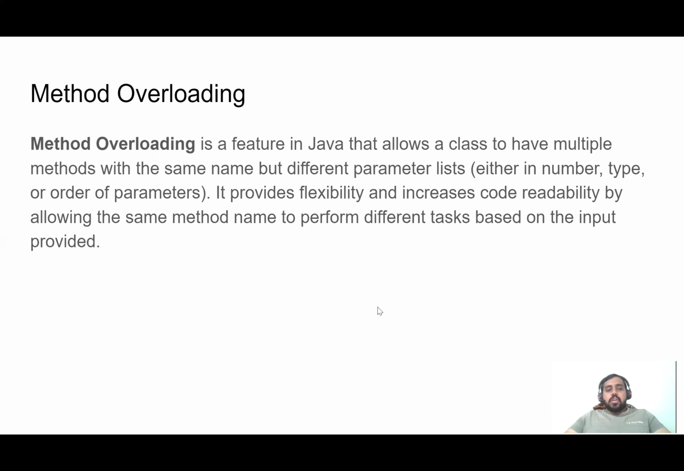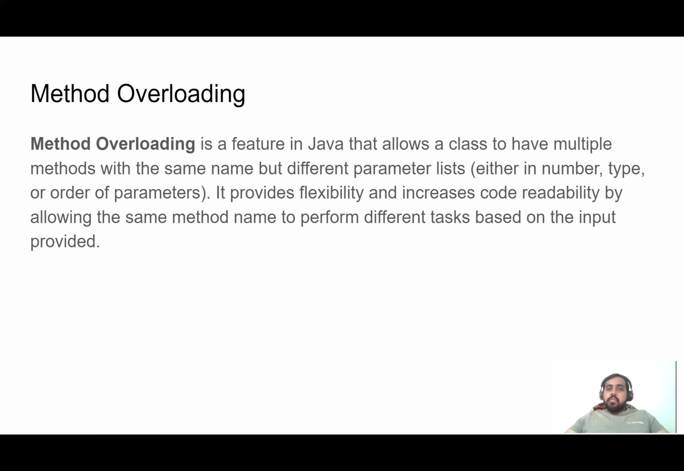So what do we mean by method overloading? We understand what a method is; now let's see method overloading. As the name suggests, it's overloading, right? It means there may be multiple methods with the same name. There is a feature in Java that allows a class to have multiple methods with the same name. Why do we need to create multiple methods with the same name?